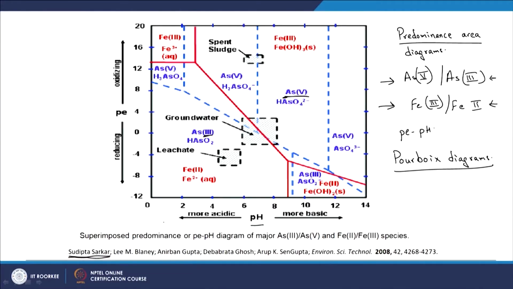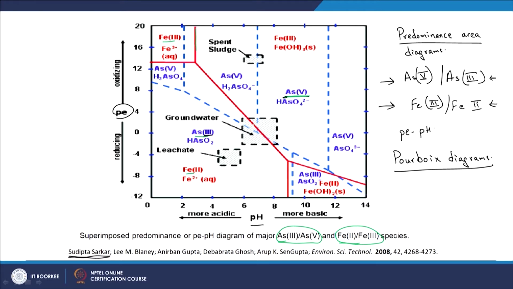So let's try to understand the system here, right. On the x axis we have pH, and on the y axis we have pe. Keep in mind that we overlaid two particular pe-pH diagrams: one for arsenic 3 and 5, and also one for the Fe2 and Fe3 couples, right. So two couples. The red one corresponds to the Fe3 and Fe2 couples, and the blue ones correspond to the arsenic forms, right.